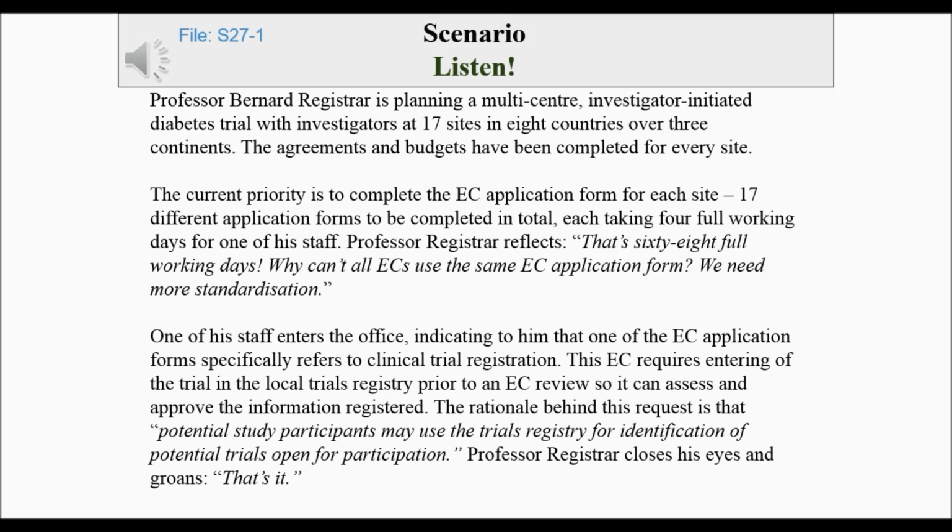The rationale behind this request is that potential study participants may use the trials registry for identification of potential trials open for participation. Professor Registrar closes his eyes and groans, "That's it."